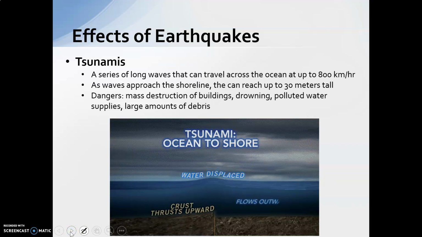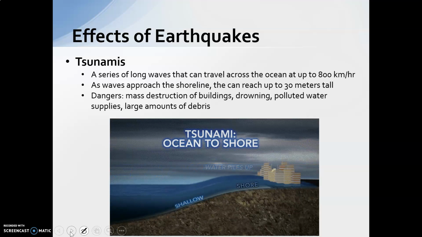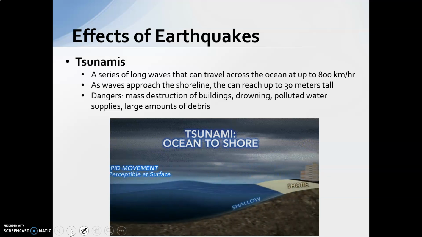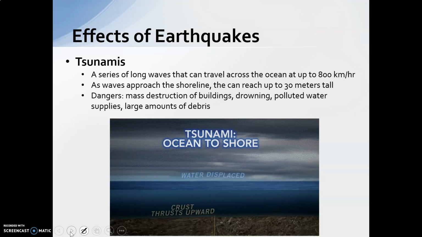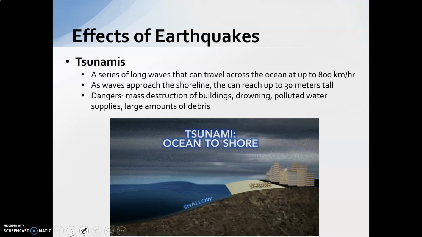The last thing you need to know about earthquakes is that they trigger tsunamis. And a tsunami by nature or by definition is a series of long waves that can travel across the ocean up to 800 kilometers per hour. It starts out as just a large wave, but as it approaches the shoreline, it gets more shallow. Therefore, the water is forced upward and it can reach up to 30 meters tall.